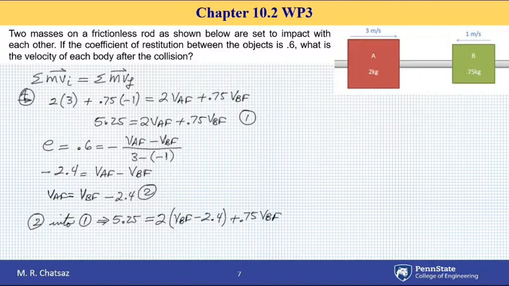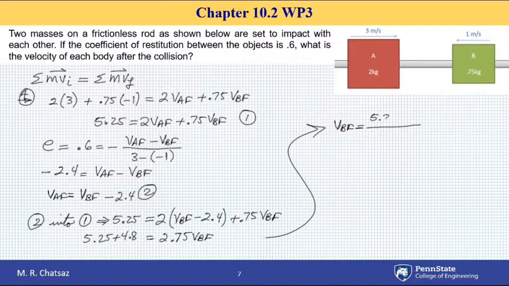It can easily be solved for VBF. So I have 2 VBF and 0.75. That gives me 2.75 VBF. And then I have 2 times 2.4, which is minus 4.8. If I take it to the other side, it'll be plus 4.8. Therefore VBF can be solved for as 5 1/4 plus 4.8 divided by 2.75. So this gives us a velocity for B after collision with a value of 3.65 meters per second.